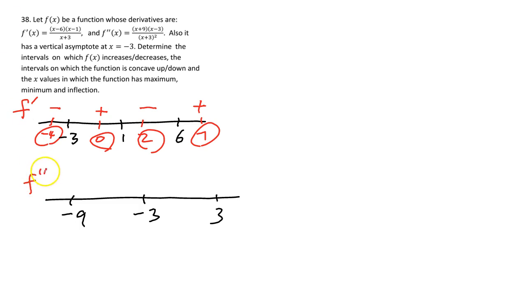This is f double prime. Let's pick a point, -10. Another test point, -4, 0, and then 4. Let's plug that into this function. -10 is negative, negative. The bottom is squared, so it's always positive. So when you have a square in the denominator, then just don't worry about it. Just think about what the sign of the top is.